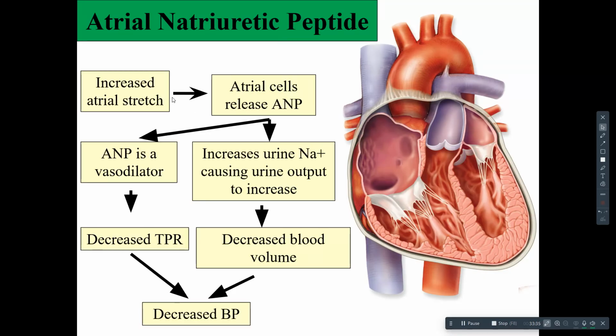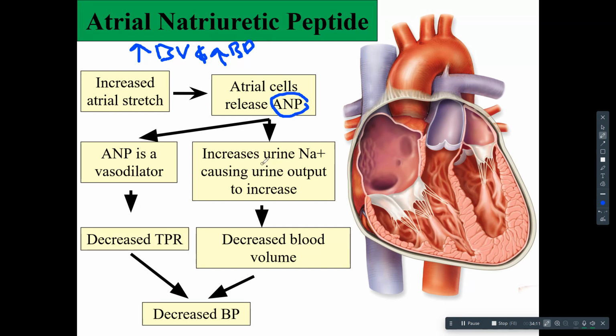So when the atria stretch, why might they be stretching? Let's think about that. Maybe they're stretching because there is an increase in blood volume, which goes along with an increase in blood pressure. So atria stretch, they release ANP, atrial natriuretic peptide. It is a vasodilator, which means it decreases peripheral resistance, which means it decreases blood pressure.